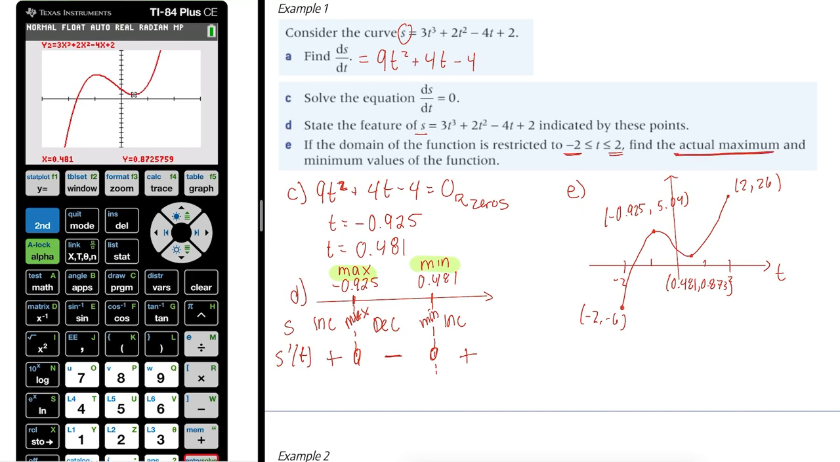Right? So if we look really at the window that we have, the question is asking what is the actual maximum and minimum. So the actual maximum is the highest point in this restricted window. So the actual maximum is going to be when x is equal to 2. So the actual maximum is 26. And what is the actual minimum? Well, the actual minimum is going to happen when we have the lowest y value. So the actual minimum will be -6.